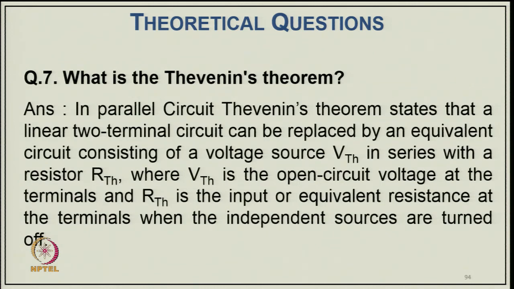The Thevenin theorem states that a linear two-terminal circuit can be replaced by an equivalent circuit consisting of a voltage source VTH in series with a resistance RTH, where VTH is the open circuit voltage at the terminals and RTH is the input or equivalent resistance at the terminals when the independent sources are turned off.